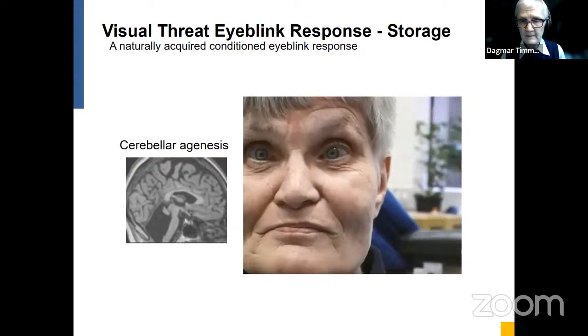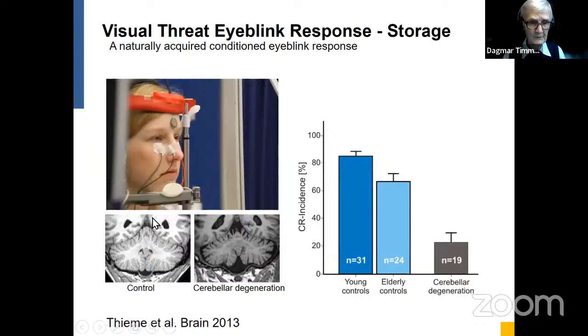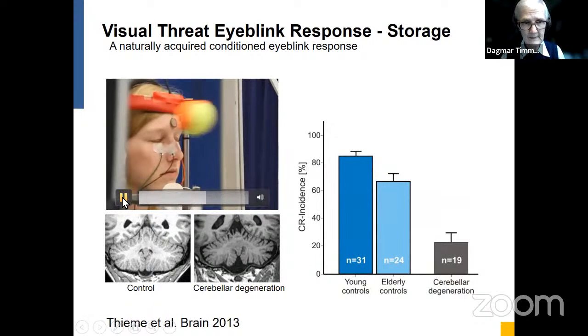She had the disease from day 1 of her life. Now what happens in other patients who acquire the disease when they are 40 or 50? And we did a study of this. Here we test the visual threat eye blink paradigm.